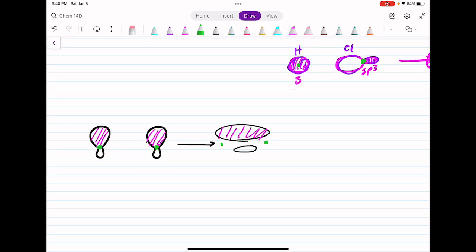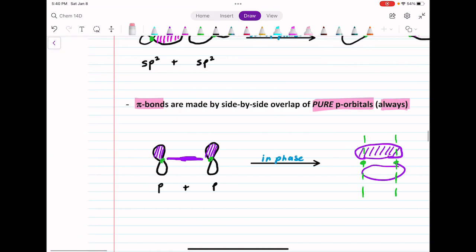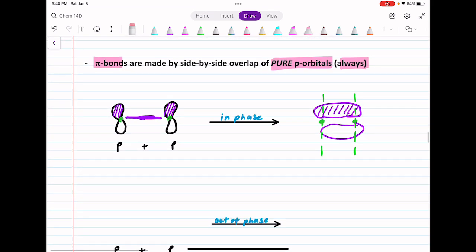And so if you want to form a pi bond, those are always done with pure p orbitals, and so they remain unhybridized in the event that you need a pi bond. Okay, so that's why we don't use hybrid orbitals for pi bonds. Okay, so we use pure p orbitals.